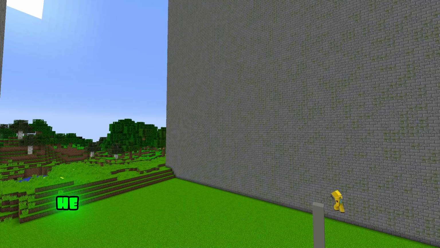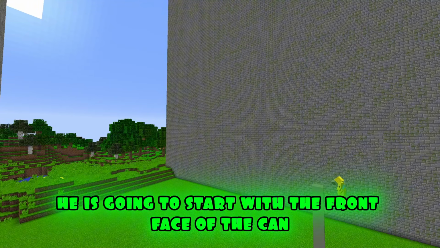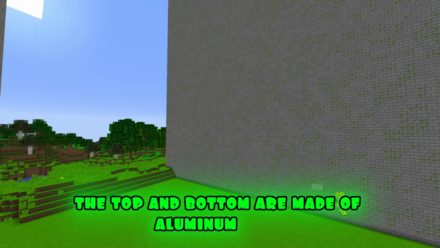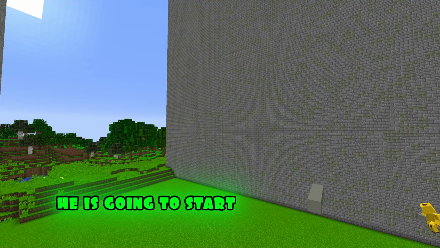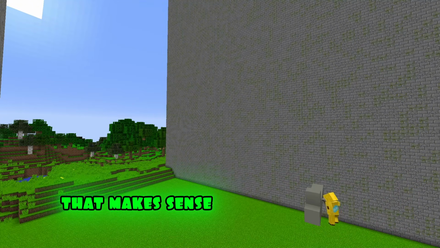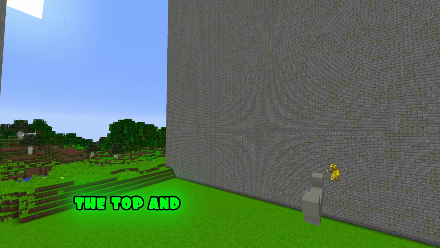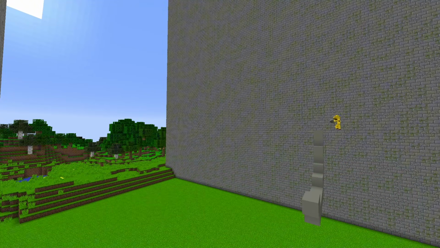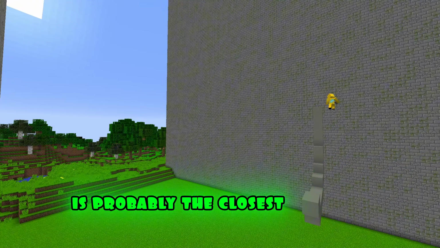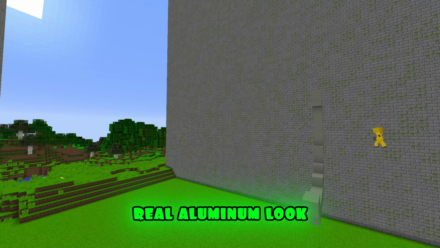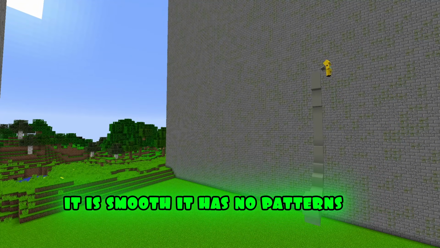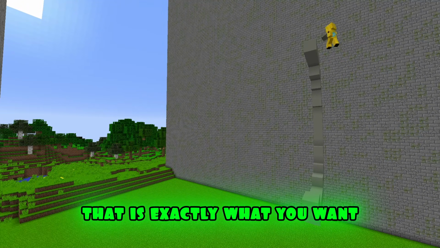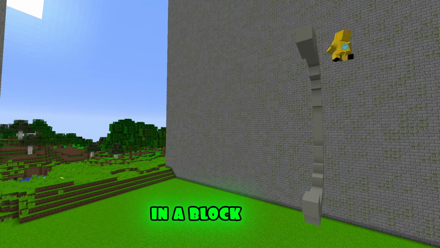Okay, so it looks like he is going to start with the front face of the can. That makes sense because on a real soda can, the top and bottom are made of aluminum, which has that silvery gray metallic color. Light gray concrete is probably the closest block in Minecraft to that real aluminum look. It is smooth, it has no patterns or textures on it, just a flat, clean surface. That is exactly what you want when you are trying to represent metal in a block game.